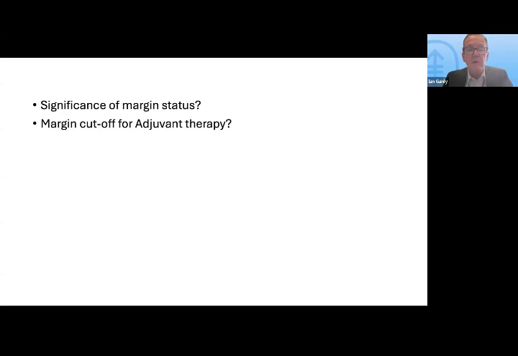If it's got a positive margin, then we have to discuss that at our DMT as to whether or not there would be an indication for radiation. And in that case, we're looking for other risk factors that might push us towards giving that patient radiation. Yeah, absolutely.